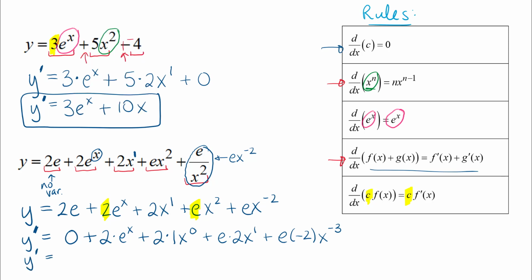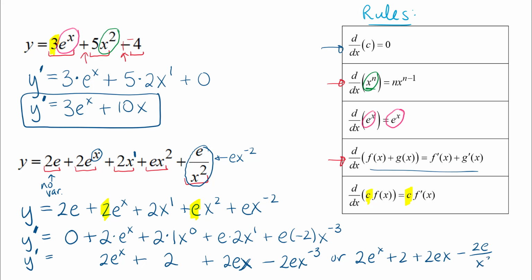So y prime equals, I don't really need to write the 0 term. So 2e to the x. This next term, x to the 0 is just 1, so this next term just simplifies all the way to 2. The next term I have e times 2x, or I might write that as 2ex. Make sure your x there is in the base times the 2e and not in the exponent. And then the last term here I could write as minus 2e x to the negative 3, or 2e to the x plus 2 plus 2ex minus 2e over x cubed, if I want to write that last term back as a fraction as it originally was.